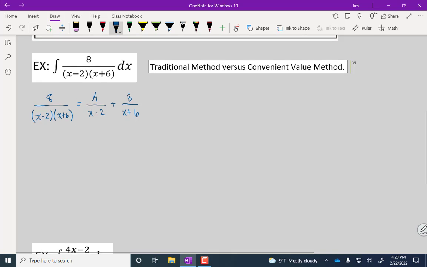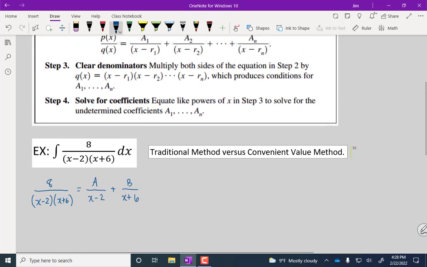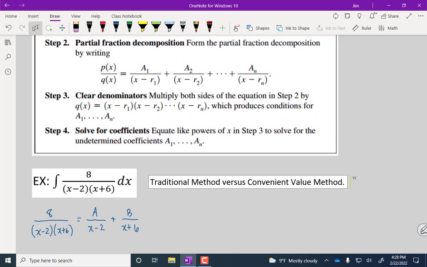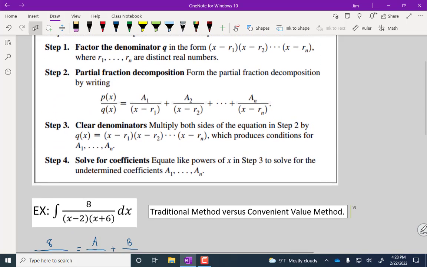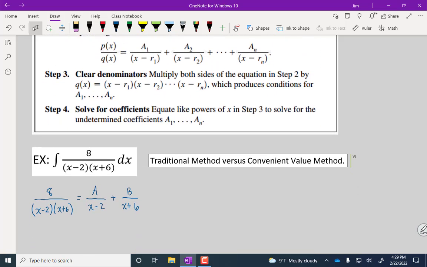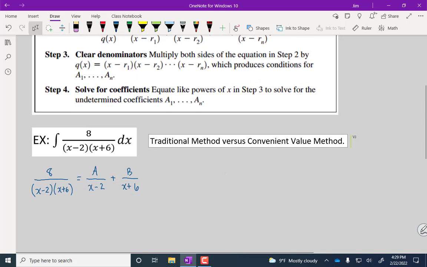And that's what this box up here is saying. If you have linear factors in the denominator, so the denominator is factoring into all these linear factors, x minus 1, x minus 2, x minus 5, x plus 7, then the partial fraction decomposition is a constant divided by each of those representative factors.